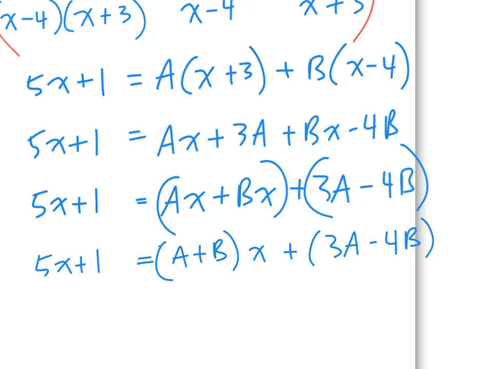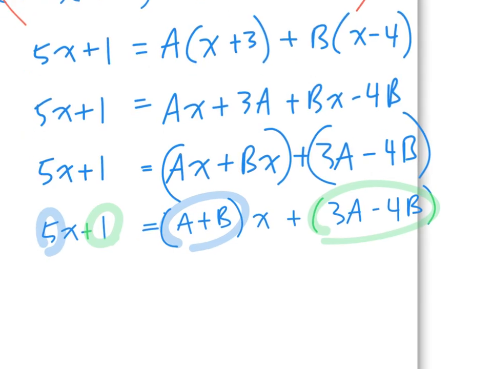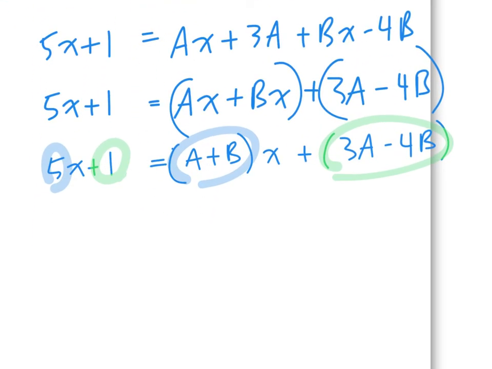Now you can see on the right-hand side there's a coefficient of x plus a constant, and on the left you have a coefficient of x plus a constant. Therefore, 5 must equal A plus B, and 1 must equal 3A minus 4B. Does that make sense? Yes. This is very, very important in math: when you're trying to solve for something, just ignore that x. Left-hand side must equal right-hand side, so you're looking for things that match.